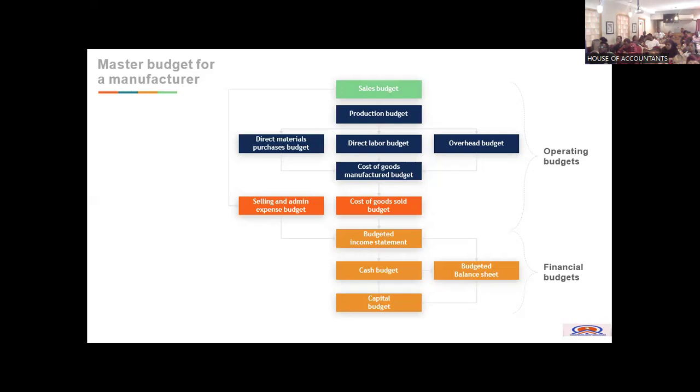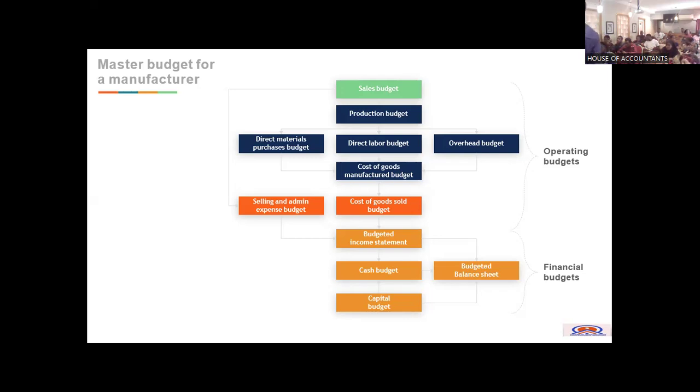They will also do the overhead. But the overhead can be for production and the like, selling and admin. So the admin department will do that one for us. Then the budgeted income statement, who's going to do that? The accountant. So that is where this one we printed in green, that is where the accountant will come in. For the operating budgets, each department will do that. But when it comes to the financial budget, then it's the accountant that is going to do it.